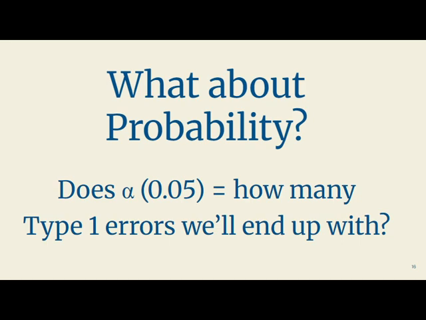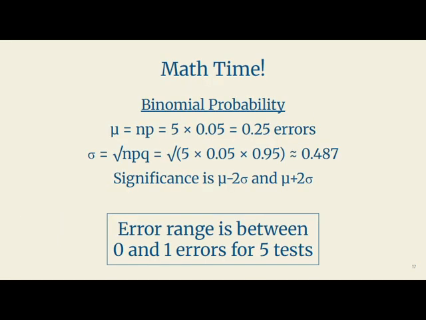Time for more math. We're going to use the binomial probability formula this time. For 5 tests at a 5% alpha level, we're going to expect between 0 and 1 errors. I know that's a lot of numbers, so let's take a geeky detour.